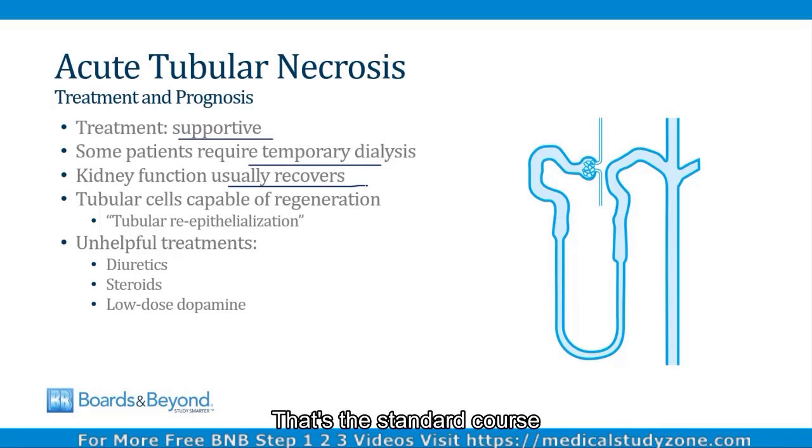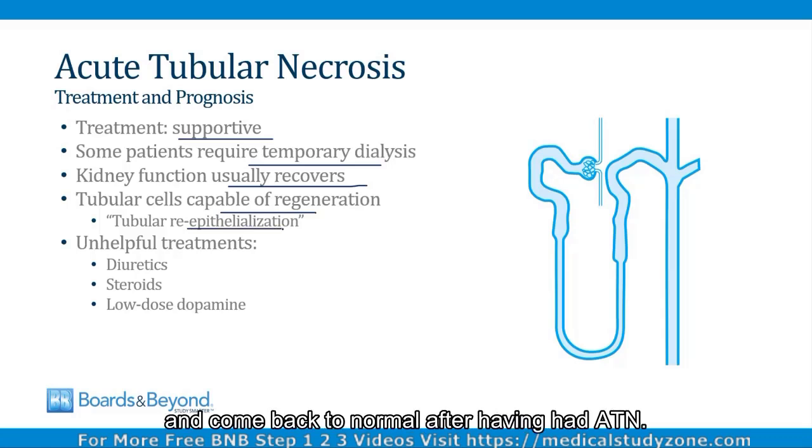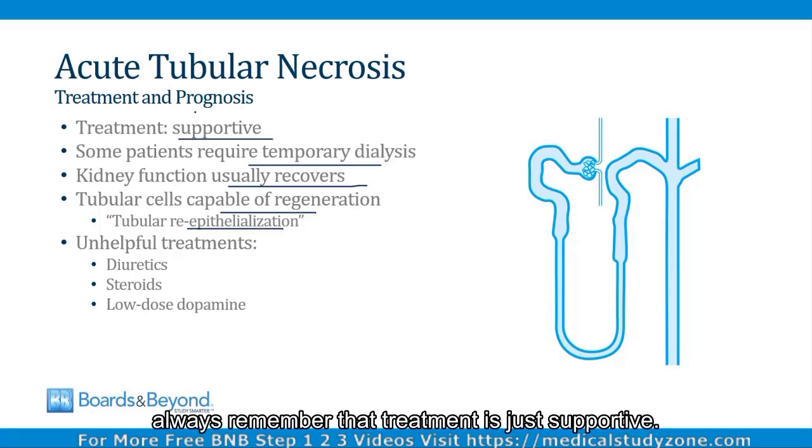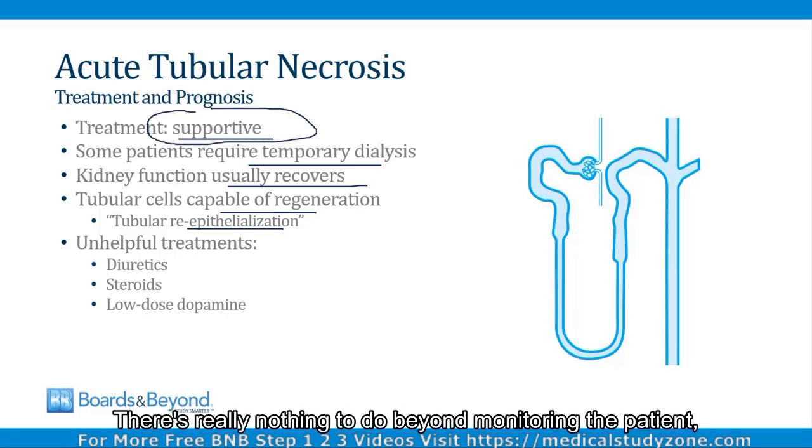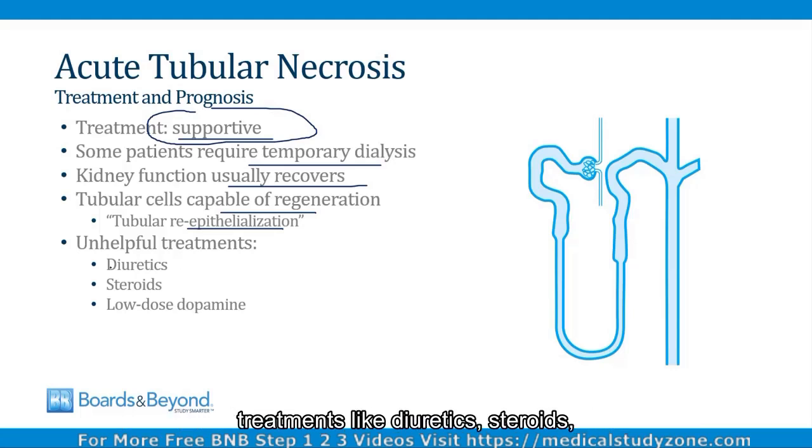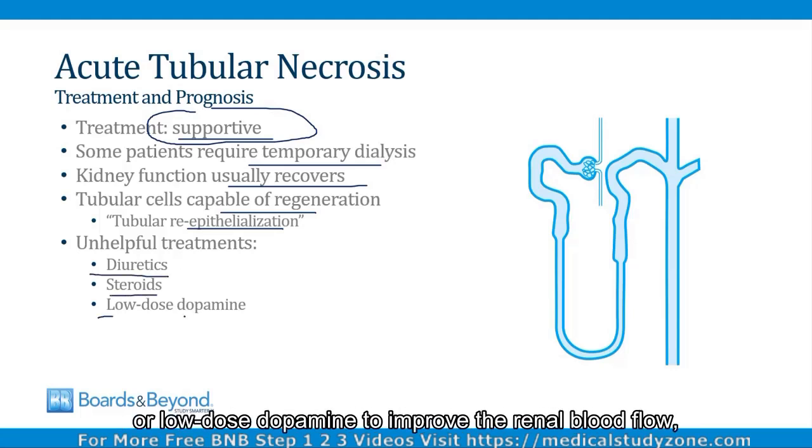That's the standard course, is that this is like a shock to the kidneys, but they usually recover. And the reason they recover is because the tubular cells of the nephron are capable of regeneration. They can undergo a process called tubular reepithelialization and come back to normal after having had ATN. And for your board exams, always remember that treatment is just supportive. There's really nothing to do beyond monitoring the patient. Treatments like diuretics, steroids, or low-dose dopamine to improve the renal blood flow, none of these things have been shown to be helpful.